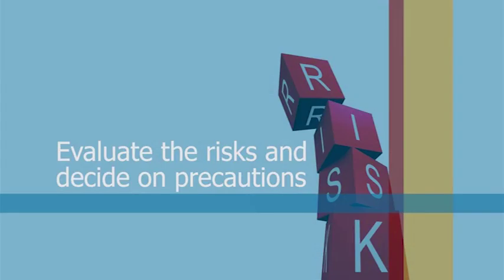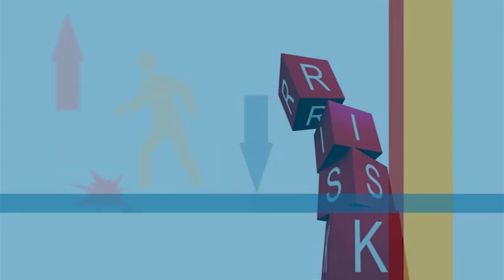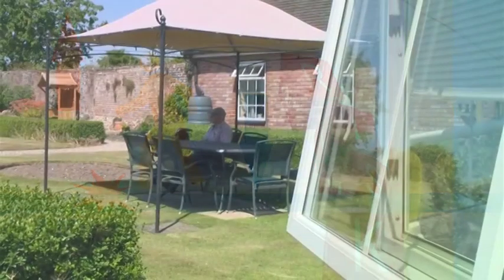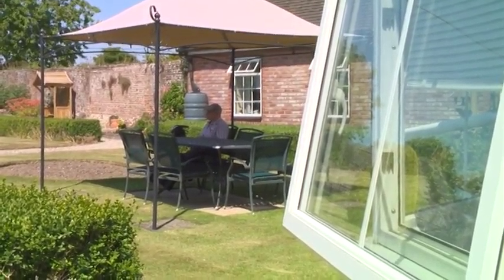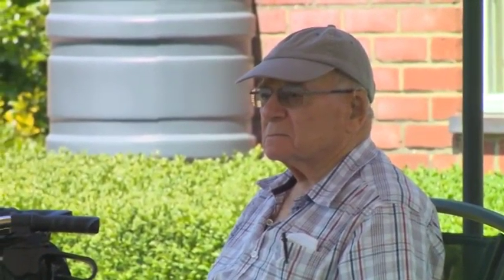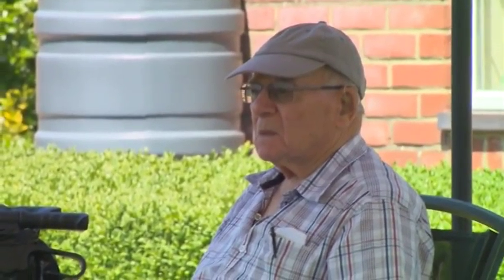Evaluate the risks and decide on precautions. The risk is the chance, high or low, that somebody could be harmed by these and other hazards, together with an indication of how serious the harm could be. The law requires the organisation to do everything reasonably practicable to protect people from harm. It's often not possible to get rid of the hazard completely, but it is often possible to reduce the risk considerably.